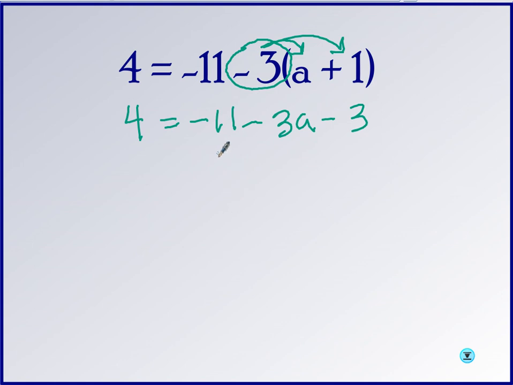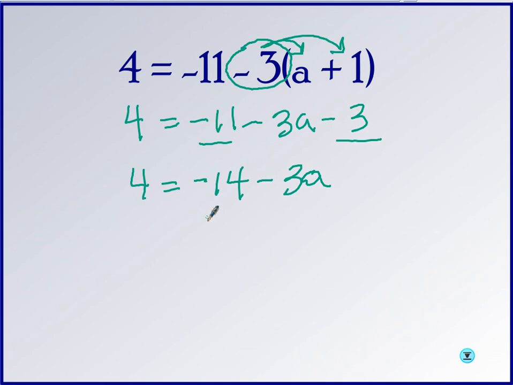My second step, remember, was to combine like terms. My only like terms here are constants. They can still be combined. So I get 4 equals negative 11 minus another 3 gives me negative 14. And I still have to write down my minus 3a.